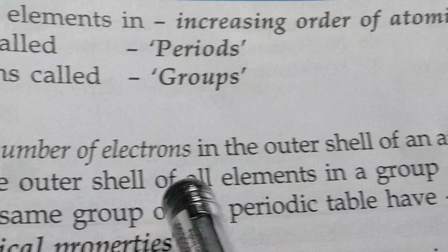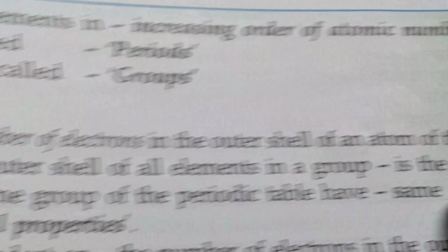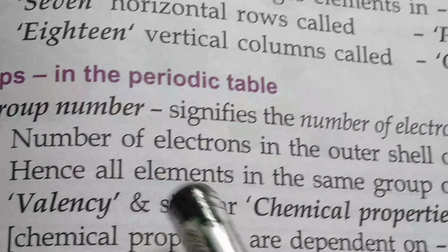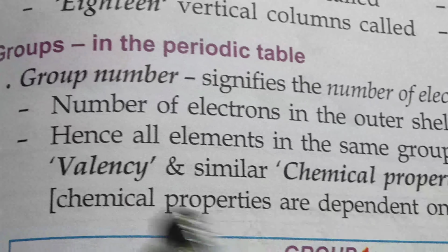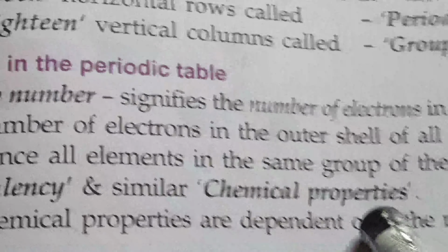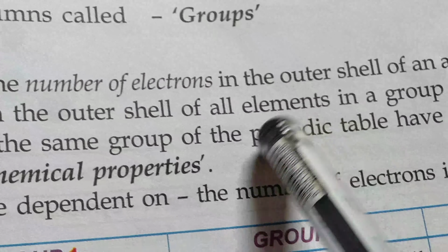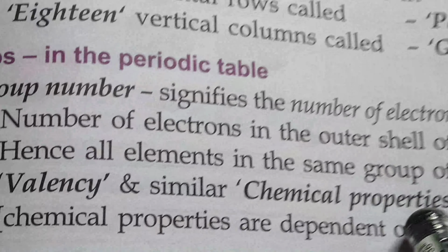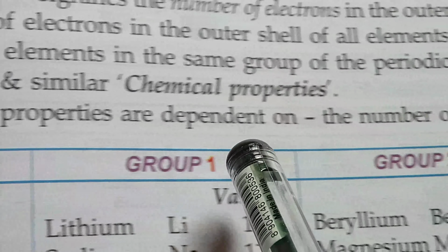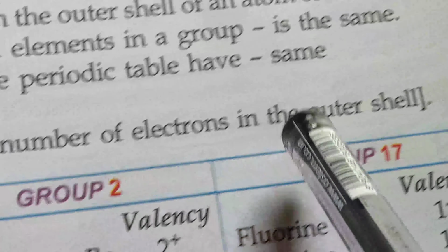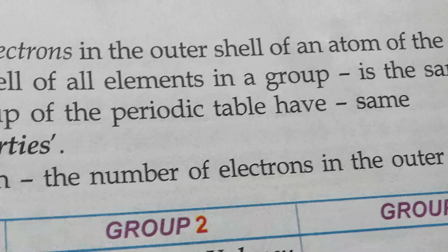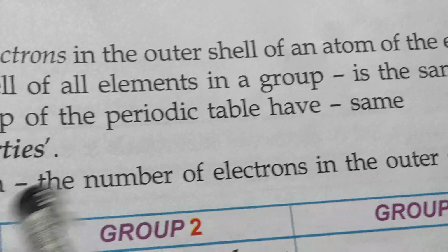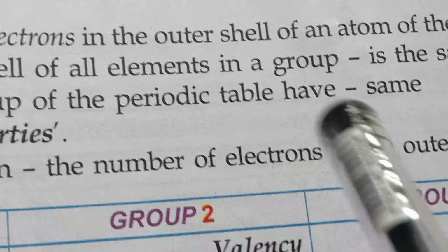Number of electrons in the outer shell of all elements in a group is the same. Hence, all elements in the same group of the periodic table have the same valency and similar chemical properties. मतलब एक ग्रुप में जितना भी सारा एलिमेंट्स है उन लोगों का नॉर्मली वैलेंसी एंड केमिकल प्रॉपर्टीज सेम रहता है. केमिकल प्रॉपर्टीज आर डिपेंड ऑन द नंबर ऑफ इलेक्ट्रॉन्स इन द आउटर सेल. So basically, chemical properties just depend upon the number of electrons present in the outer shell of an element.